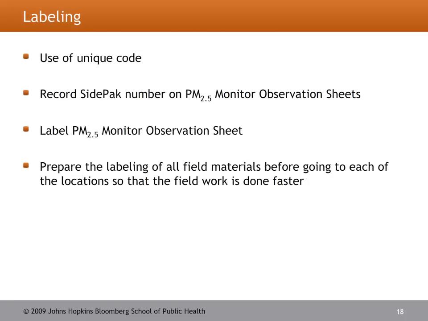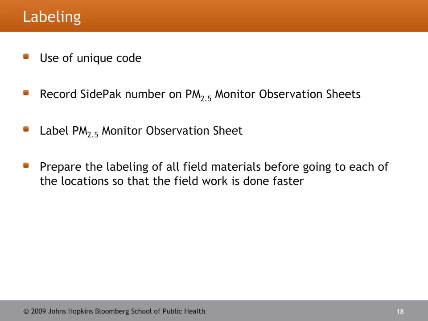Labeling, again, is important, and it needs to use a unique code that corresponds to each separate building for each time that you go out into the field. This is important because if you don't have that connection between your observation sheets and the data that's actually collected and stored on the side pack, there's no way for anyone to do any data analysis to know what was going on in that environment or even where that environment was. So it's important that you label things appropriately.